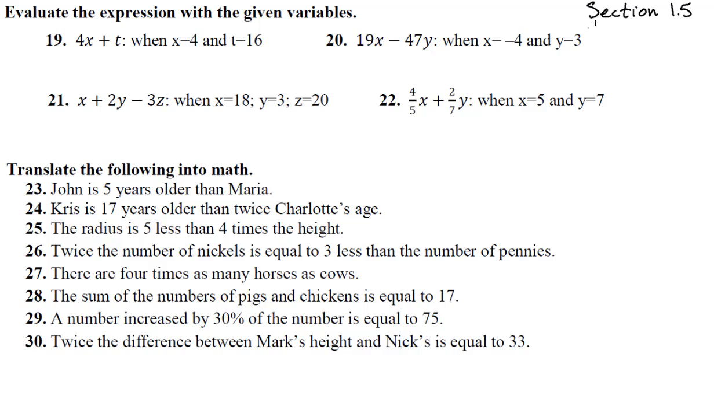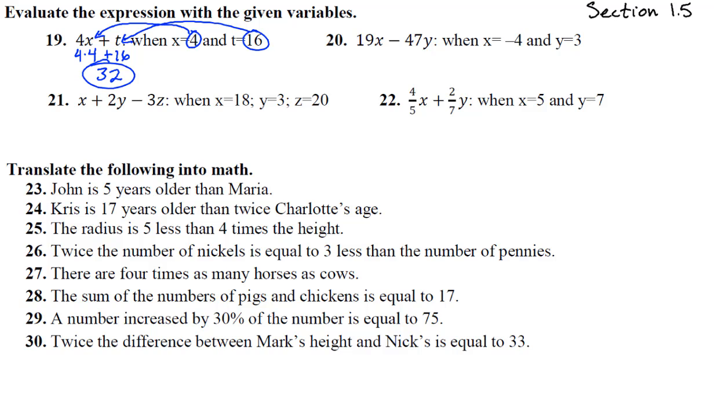Here we are in section 1.5 with the solutions to numbers 19 through 30. First off, evaluate the expression with the given variables. So that means we're going to stick it in and actually find the answer. So, number 19, 4 times x, so x is 4. So that's going to be 4 times 4 plus, and then 16 goes in for t. 16 plus 16 is 32.